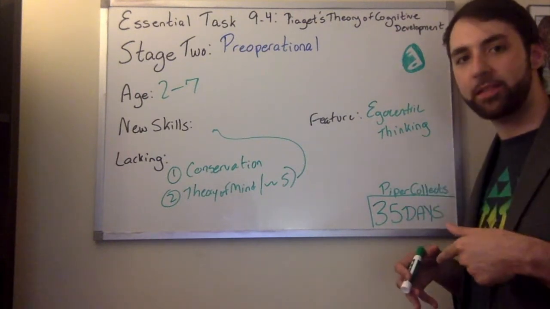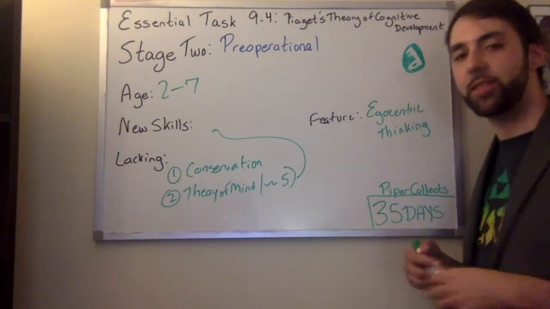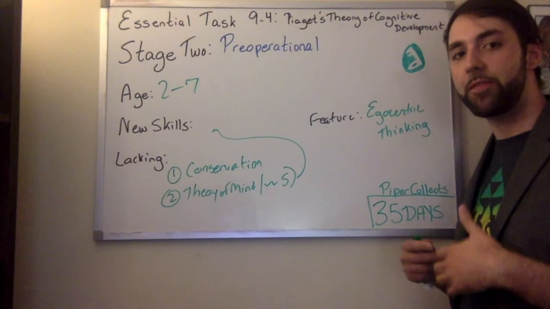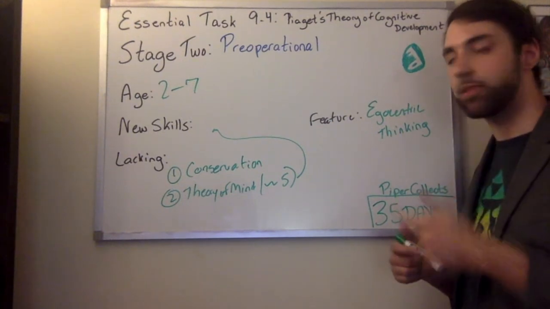Why can you not see that I am out of ketchup, even though you're 15 feet away? Egocentric thinking is very literal. The belief that what you see is what everybody else sees.